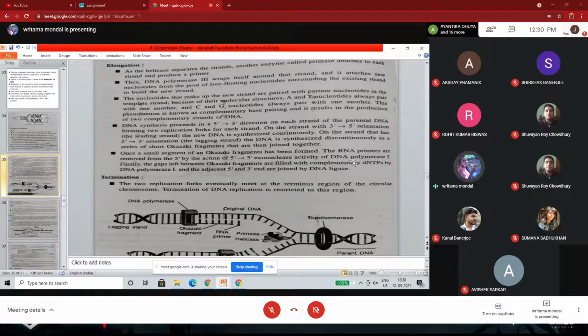So first the RNA is removed, and after the DNA Okazaki fragments are joined, then the RNA primers should be removed by the help of DNA polymerase 1. Then the gaps between the Okazaki fragments are filled with complementary dNTPs. The RNA primer should be removed. Then the sealing is done.